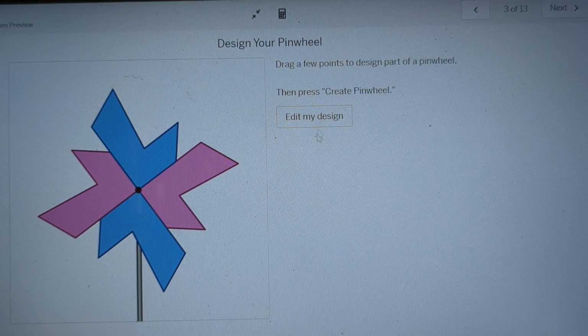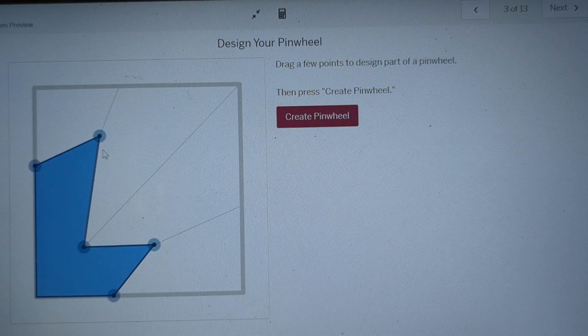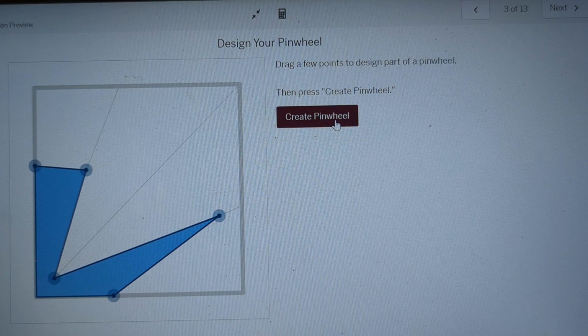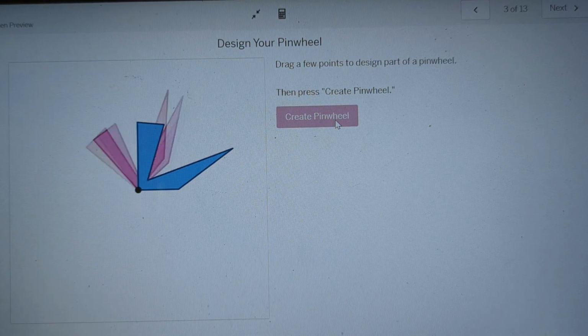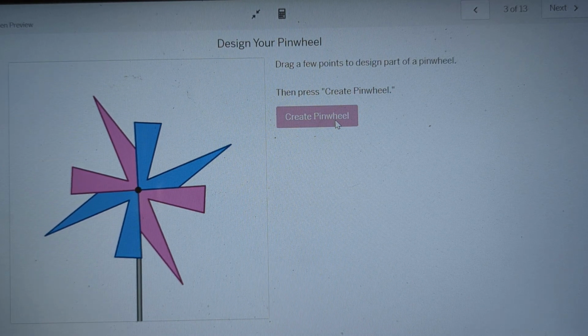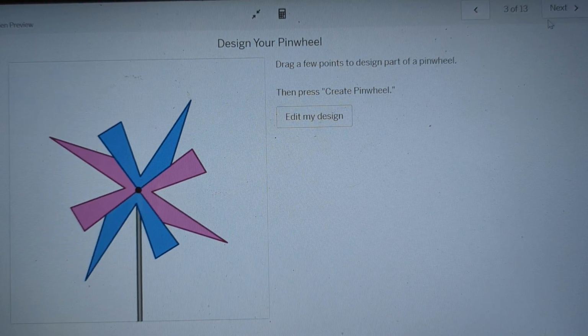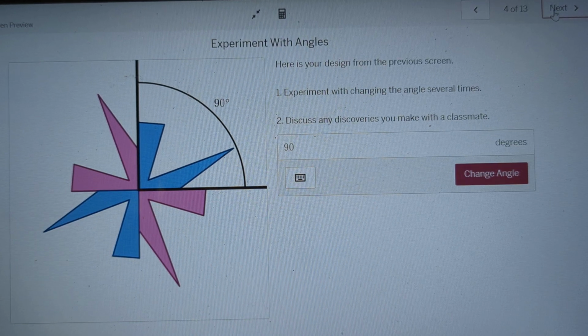Let me go ahead and move on. Let's say edit my design. We can make this lower and make that deeper and make that longer. And create a different pinwheel. Only one's going to be able to show up, but again, there's our pinwheel. All right, that's for activity 1. Let's move on. Slide 3.